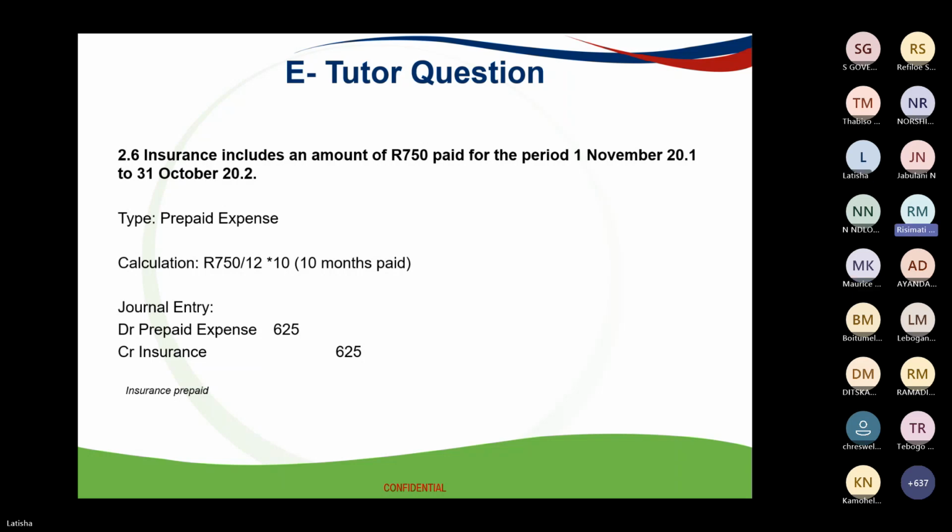Okay. And the reason why I see a few questions as well with regards to, do we just leave the other 2 months? Yes, we do. So 750 Rand is the total for the 12 months. The 2 months relate to the current year, November and December 20.1. So we leave it in our records because it's correct that it's recorded in the financial year.